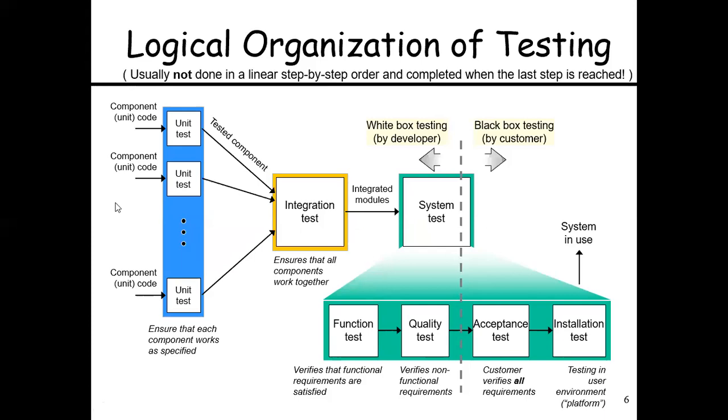So as you can see, you have done white box testing by the developer, and then the customer comes and does black box testing. You test the functionality and structure of the system. So here you do acceptance testing, where the customer verifies all requirements are done, and then testing in the user environment platform. First of all, you test your software in your lab, and then you go and test it in the user's environment. That's why we are saying that you need to do this kind of test. So this is the logical organization of testing. It's not done in that linear kind of scenario.